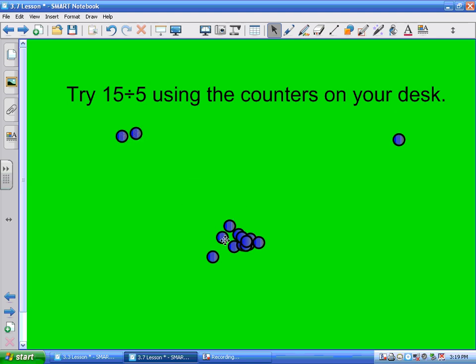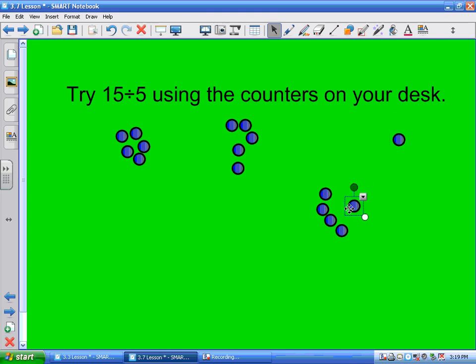So I'm going to grab one here, pull it out. I'm going to start putting groups of 5 together. Counting out, there's my first group. There's my second group. Okay? And there's my third group. So 15 in groups of 5 is what? 3. Exactly. We have 3 groups.